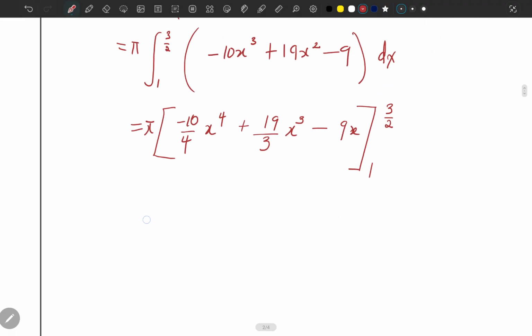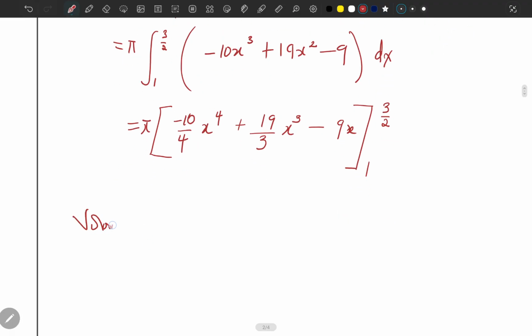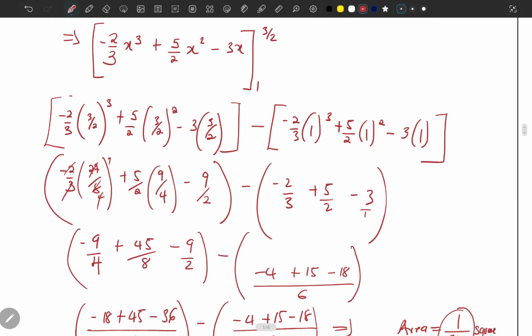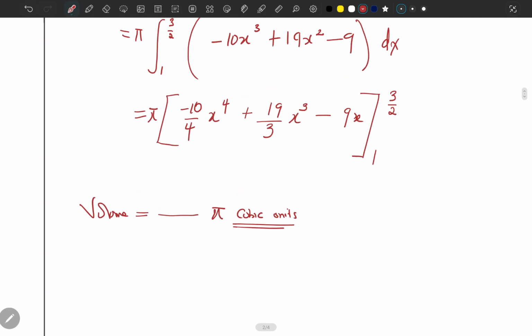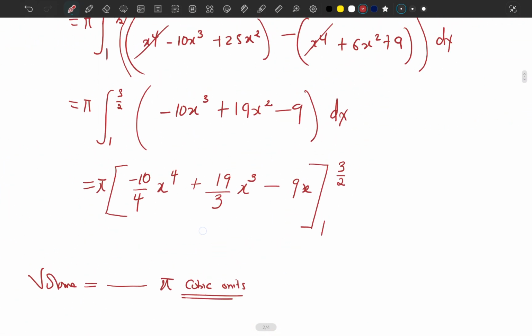I'm not going to substitute for you, but what I'm showing you is that whatever volume you get there, there should be pi, and you write cubic units. I showed you how to substitute here. Substitute, upper limit, lower limit, keep on evaluating. You are good to go.